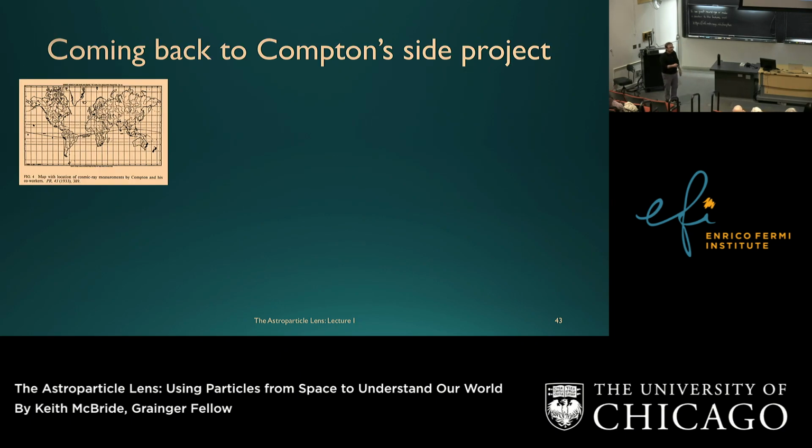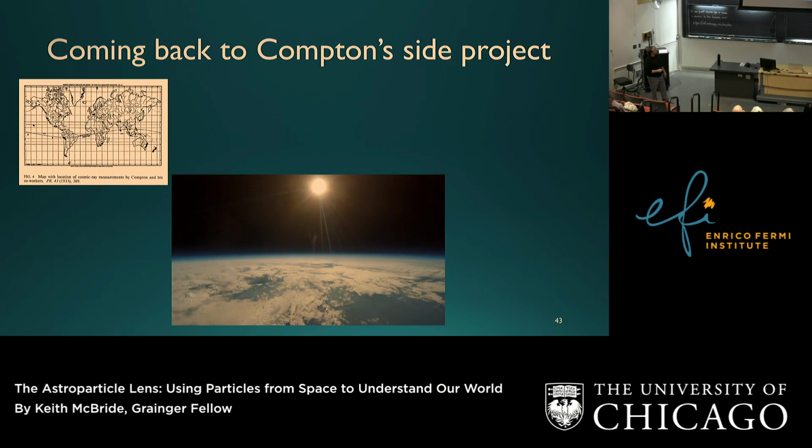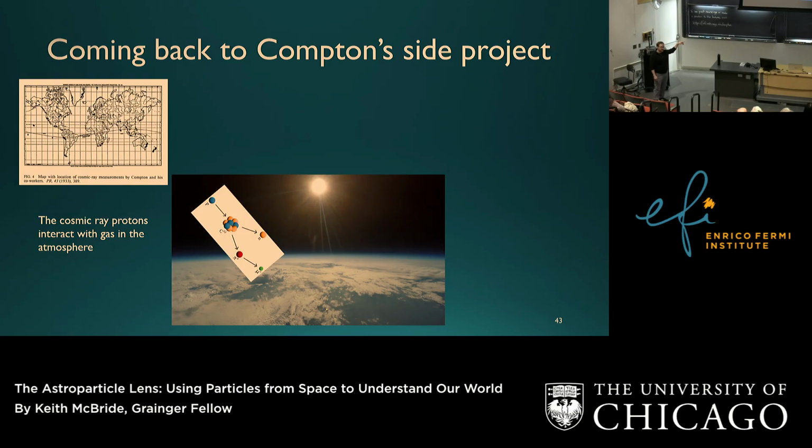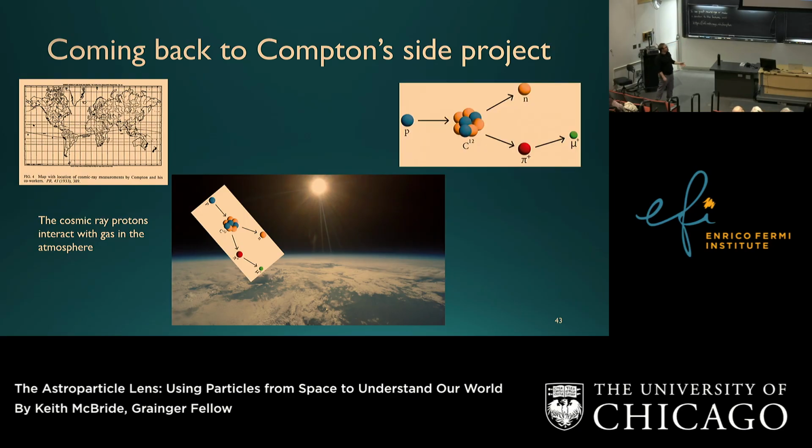And so coming back to Compton's little side project, right? His map around the world. What we know now is protons are colliding in the gas of our atmosphere and producing a bunch of particles on the ground that were responsible for discharging the electroscopes, that are responsible, right, for the kinds of radiation that we were observing. And so the kinds of particles there are muons. Those are actually muons that were responsible for all of the confusion 200 years ago, right?